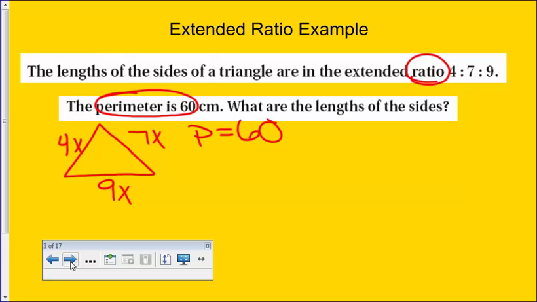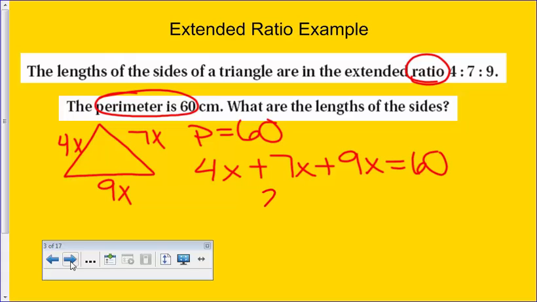So, to find the perimeter of a triangle, you're just adding up all three sides. 4x plus 7x plus 9x equals 60. So when you combine like terms there and simplify, you should get 20x equals 60 and divide by 20, so our x is equal to 3.